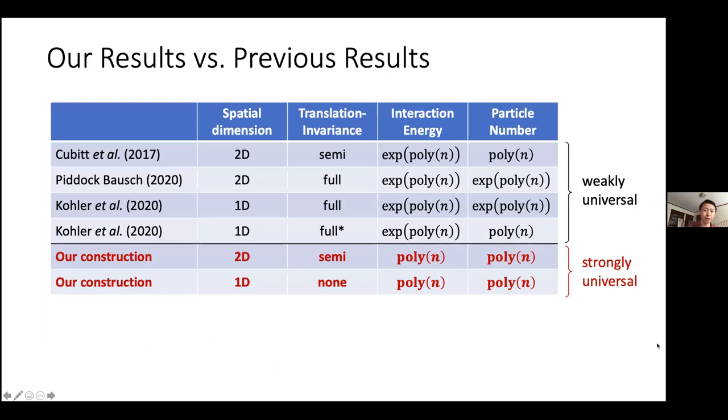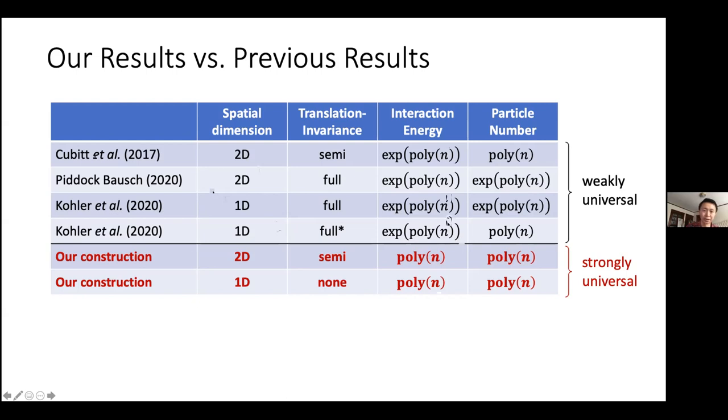And we can compare our result to previous results. So starting from the original work by Bravyi, Montanaro, and Piddock, there actually has been a flurry of work showing universality of various Hamiltonians with different parameters. There have been constructions of not just 2D, but also one-dimensional systems that are universal. Some of them not only possess semi-translational invariance, but also full translation invariance.